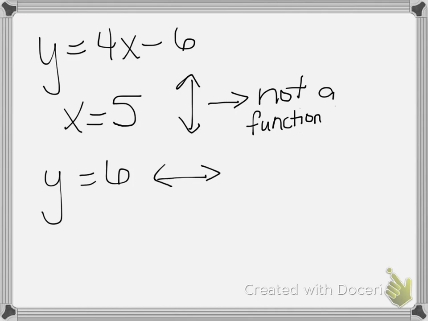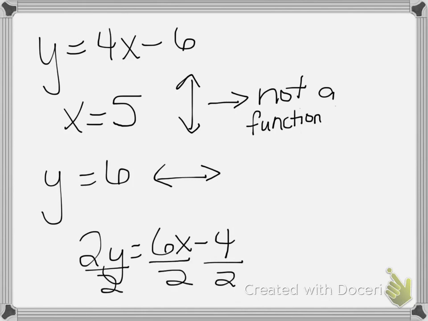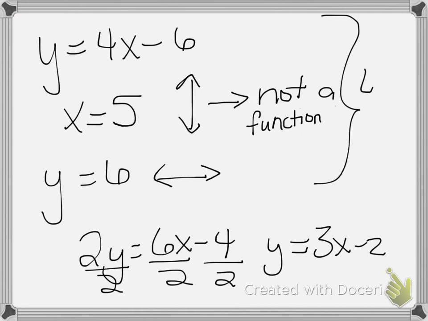Okay, so now they also like to do examples where they would say 2y equals maybe 6x minus 4. This is still linear because we can divide everything by 2 and still get it into this form of y equals. So this would be y equals 3x minus 2. So these are all linear. Let's just label these as linear.